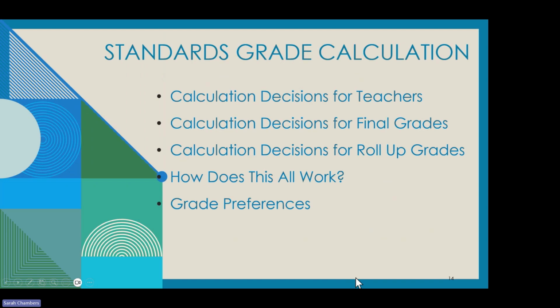So calculation decisions for teachers and for standards final grades and for roll-up grades. How does it all work? We will be talking again about that next week. But the things that are important that you want to know is what's your default? The PowerSchool default is the most recent 3. It takes the calculation of the most recent 3 standards and it averages them. They all have equal weight.